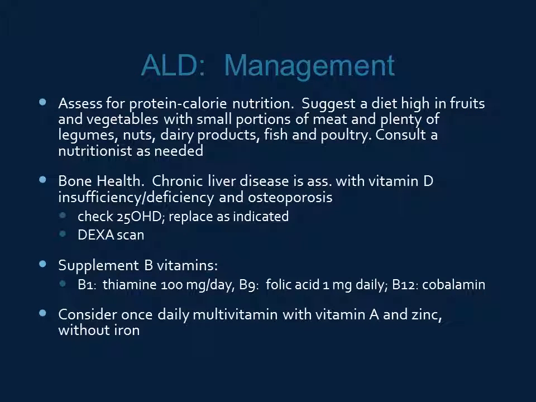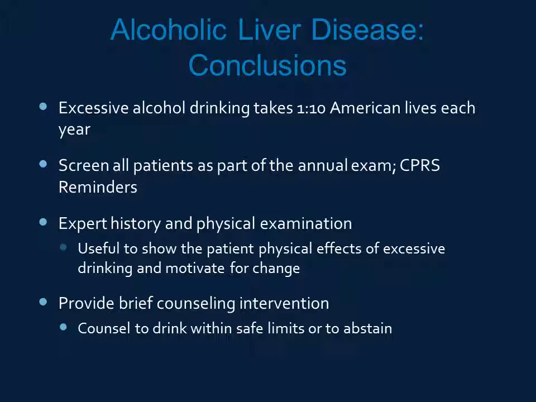So assess for protein-calorie malnutrition, suggest a diet high in fruits and vegetables with small portions of meat and plenty of legumes, nuts, dairy products, fish, and poultry. Bone health is important. Chronic liver disease is associated with vitamin D insufficiency and deficiency as well as osteoporosis. So check a 25-hydroxyvitamin D and replace as indicated. Check a baseline DEXA scan. Supplement B vitamins and consider a once-daily multivitamin.